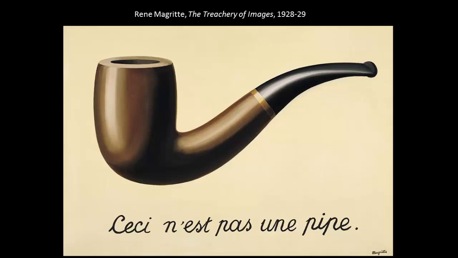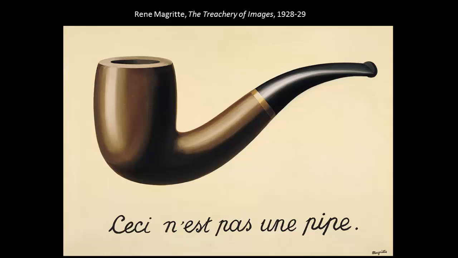The title of this gives away his point that images are deceiving and we shouldn't be deceived by them. So this is called The Treachery of Images, and it dates 1928 to 29. What we see is this large pipe occupying most of the space of this painting. And then down below, written on it, it says, "Ceci n'est pas une pipe," which in French means, "This is not a pipe." So what does that mean?